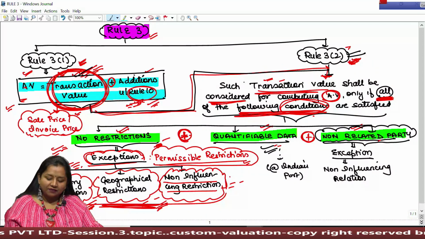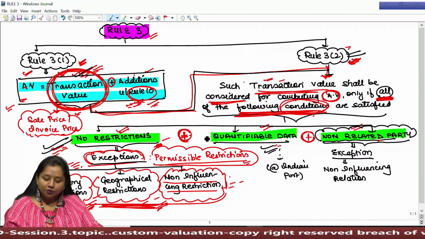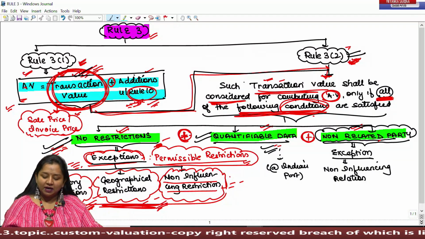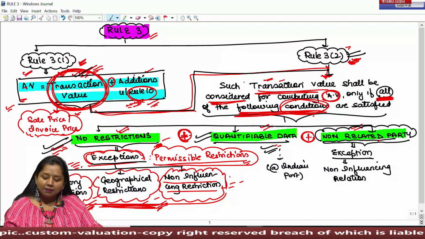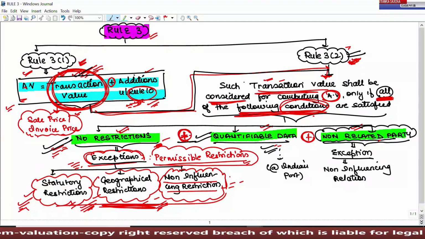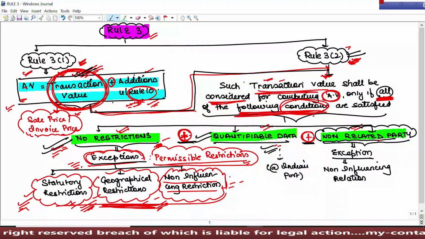So, sir, in this case we can say that Rule 3.2 has 3 conditions: that the seller does not impose any restriction on the buyer post sale, all the information related to imported goods must be quantifiable at the Indian port, and seller and buyer must not be a related party. If all these 3 conditions get satisfied, then this transaction value shall be considered for determining assessable value by adding the different additions under Rule 10.